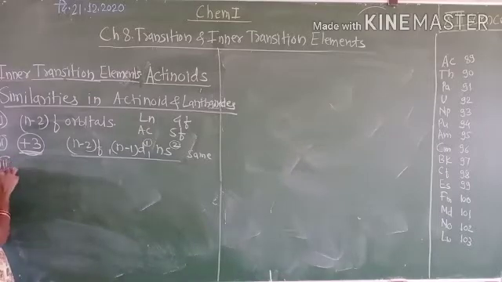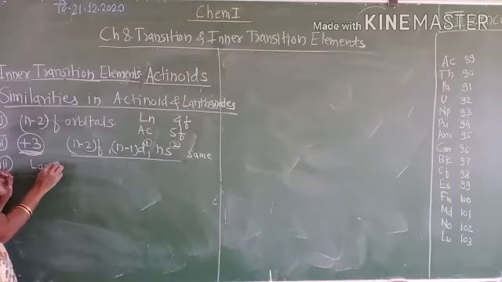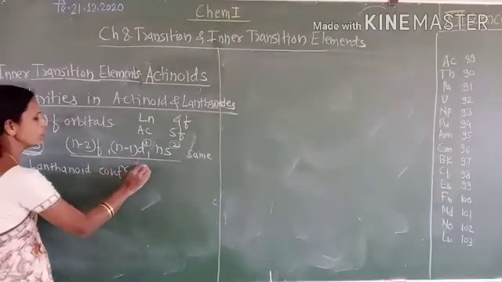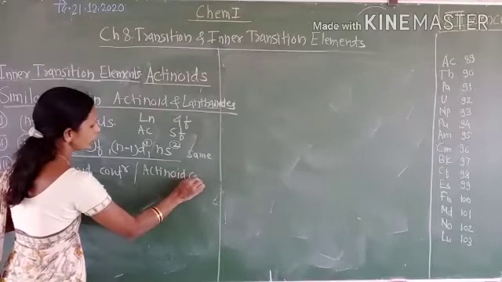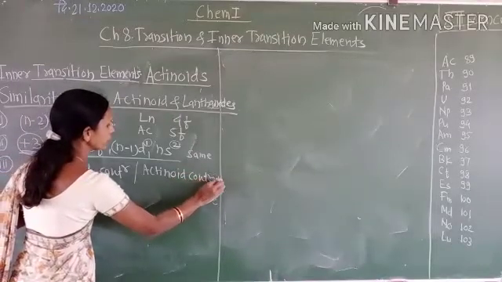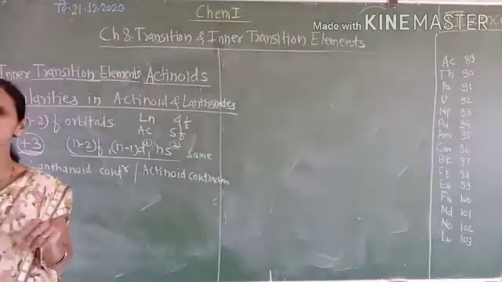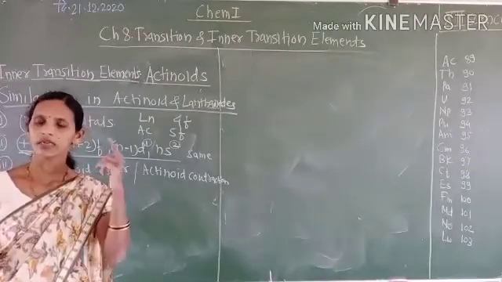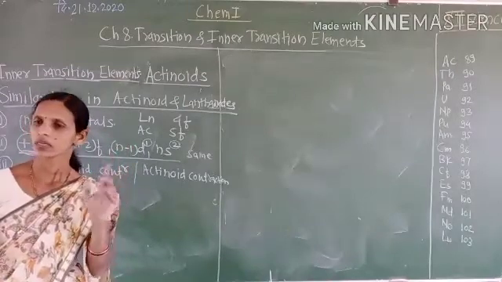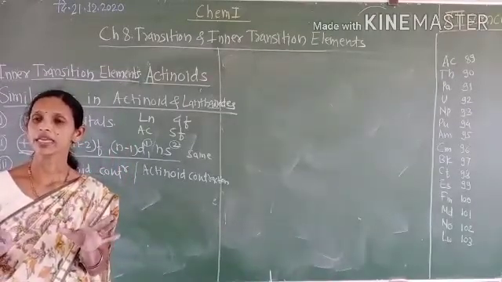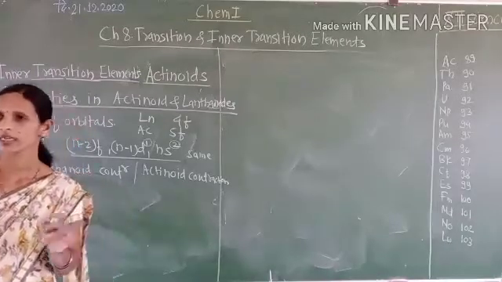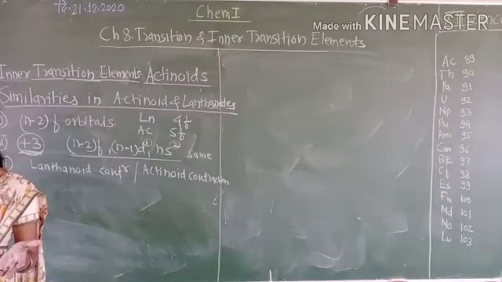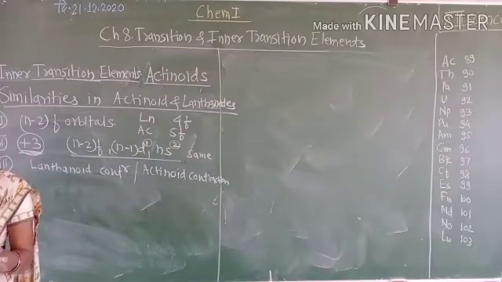One more similarity is that lanthanoids show lanthanoid contraction and actinoids show actinoid contraction. As the atomic number increases in the series from left to right, that is La to Lu in lanthanoids and Ac to lawrencium in actinoids, the atomic radii or ionic radii decrease from left to right. This contraction is observed in both series.